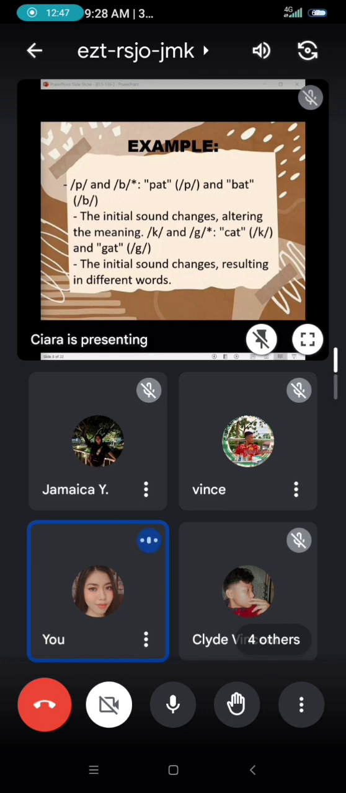In conclusion, phonology is essential for understanding the structure and rules of a language's sound system. So that's all for phonology.